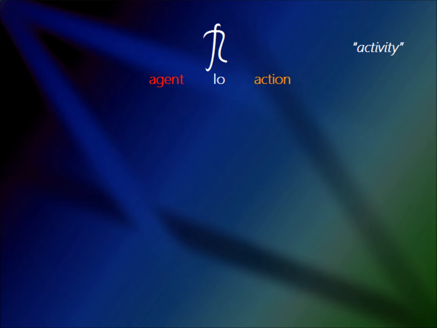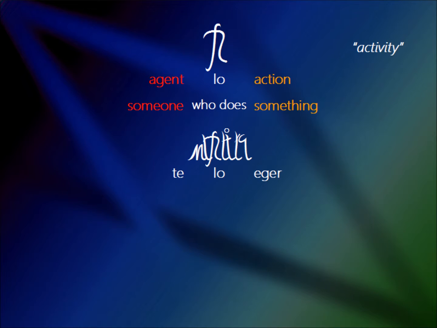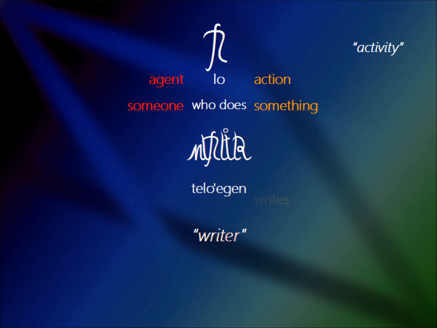In other words, we use the particle lo to express that someone does something. Consider the word te lo eger. Te means person, lo is the activity particle, and eger means oral communication, or simply everything related to talking or listening. We can see lo eger as an adjective of the person. Therefore, a speaking person, or someone who speaks, is a speaker. If we replace eger, oral communication, by egen, visual communication, then te lo egen is a writer. Te lo egen, a writer.